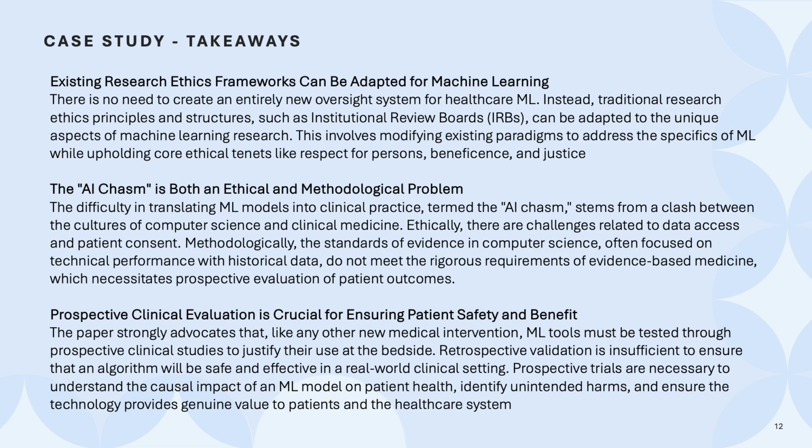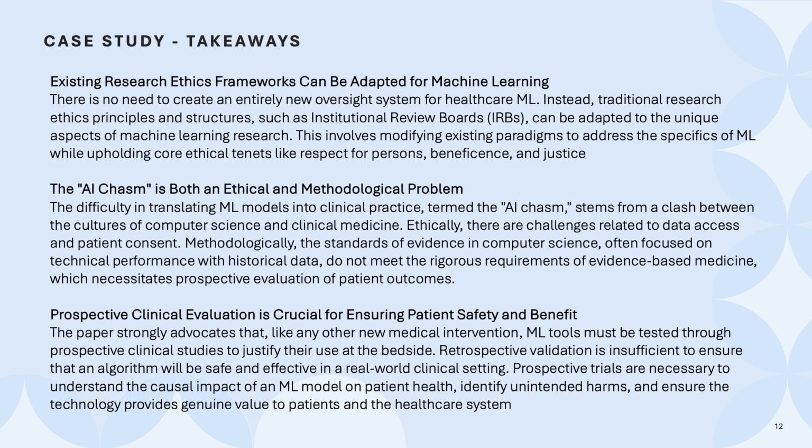So given these daunting challenges, what is the path forward? The paper offers 3 crucial takeaways for how we can manage AI research ethically. First, and this is extremely important, existing research ethics frameworks can be adapted. We don't need to throw out our current system. There's no need to recreate an entirely new oversight body just for healthcare machine learning. Instead, traditional structures like IRBs can and should be adapted to address the unique aspects of AI research, while always upholding those core ethical tenets of respect for persons, beneficence, and justice.